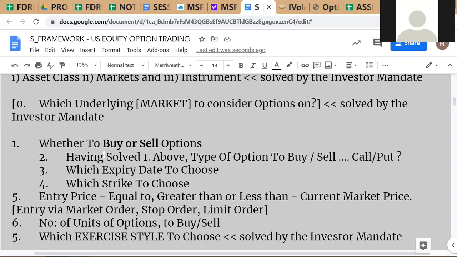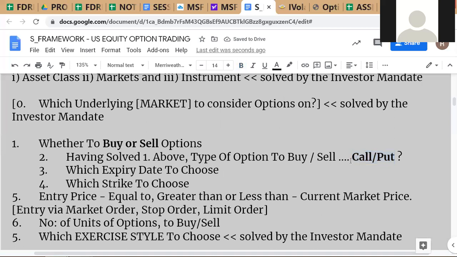Then having solved that, you have to solve the question of, let's say you decided to be a buyer of options. Now the question arises: remember, if you just go to the dealer and say, I want to buy an option, that's not good enough. He is going to ask you, do you want to buy a call or a put? You'll have to tell him that.